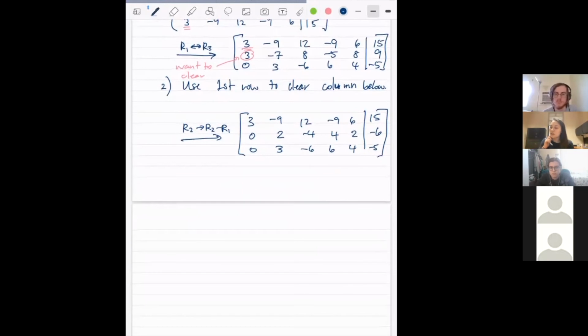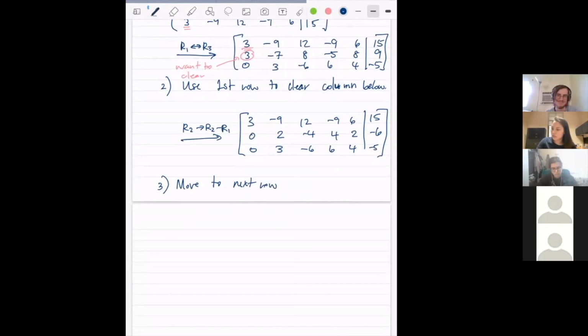Okay, so that means we have all zeros beneath our leading entry in the first column, so we move on to the next step, right? Okay, so step number 3. Oh, I skipped step 3 in my notes. That's funny. Okay, but there is a step 3. So you move to the next row.